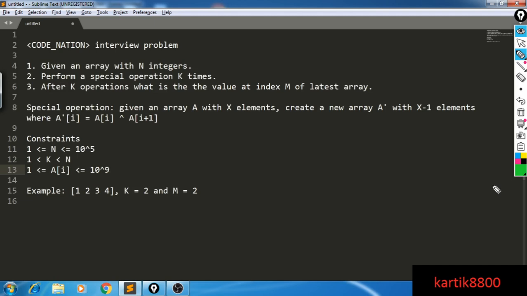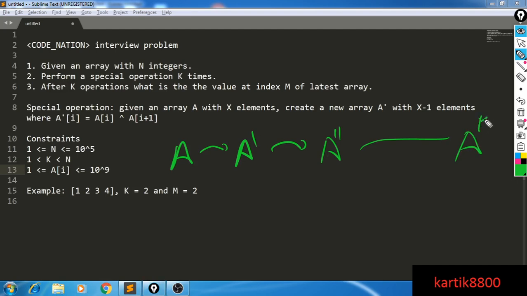So the problem says that you're given an array of n integers and you would like to perform a given operation k times, and every time you perform the operation your array changes to a new array. So if you had an array A, it becomes A dash. You perform the same operation again, the array becomes A dash dash, and so on. You have to perform this operation k times, and after that, tell what is the mth element of the resulting array. That is the entire question. And n and k are up to 10 power 5. Basically n is up to 10 power 5, k could be up to n.